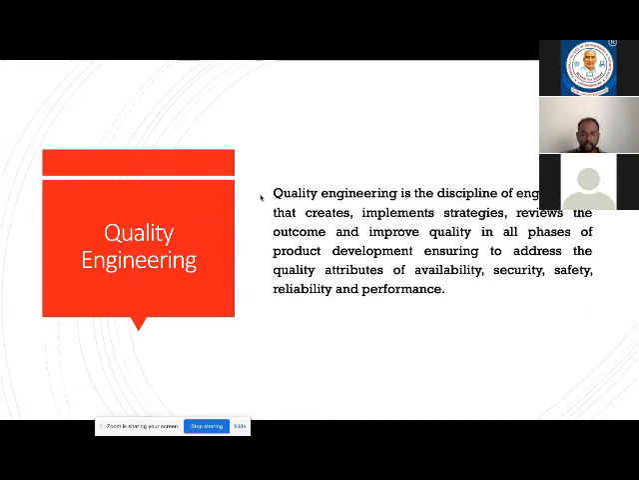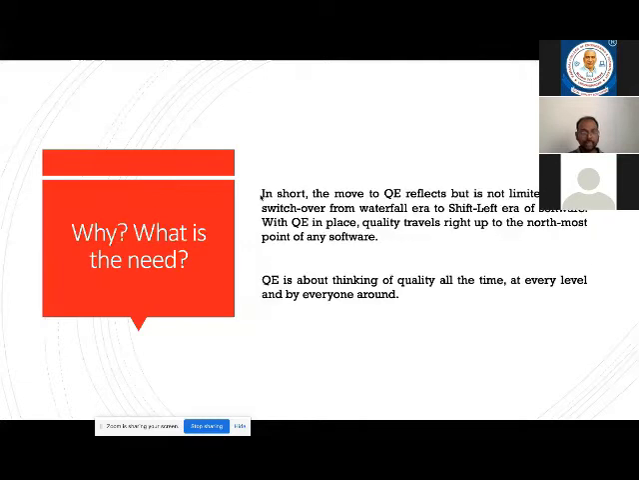It also ensures that we address the quality attributes. One is the availability of the software or a product, security, safety, reliability, and performance. So we're going to see all of these quality attributes in detail a little bit further down in the topics.